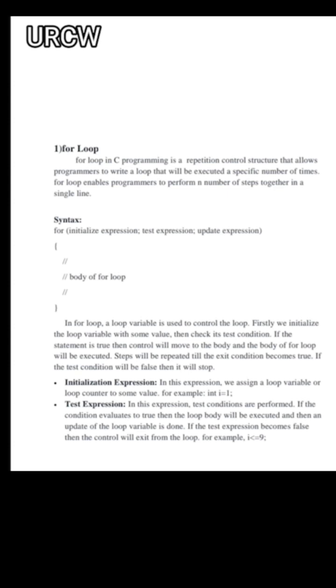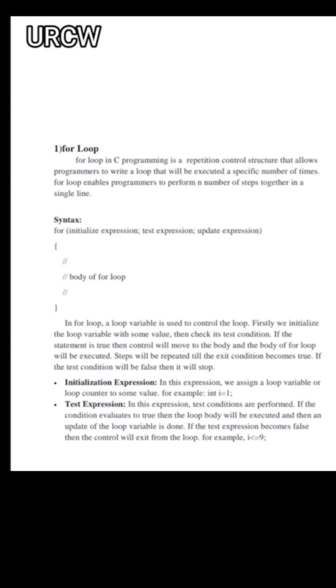For loop in C programming is a repetition control structure that allows programmers to write a loop that will be executed a specific number of times. For loops enable programmers to perform n number of steps together in a single line. It can reduce the length of the program. Syntax: for, initialization expression, test expression, update expression, open braces, body of for loop, closing braces.